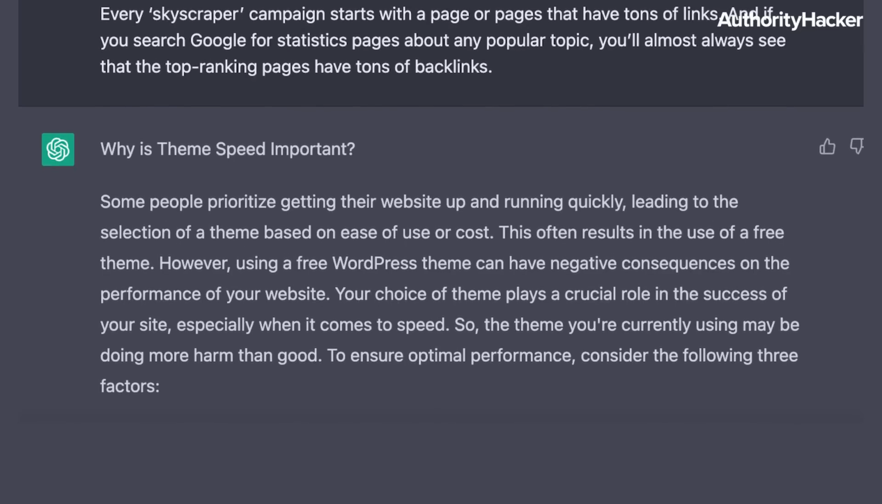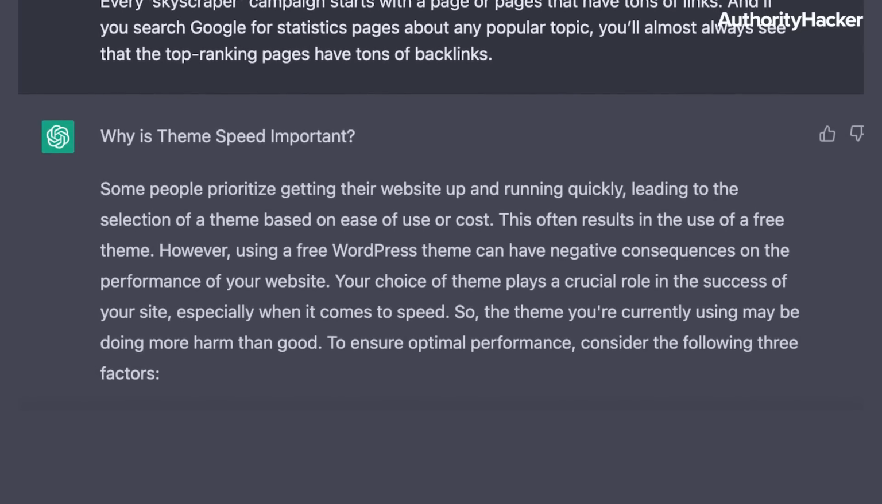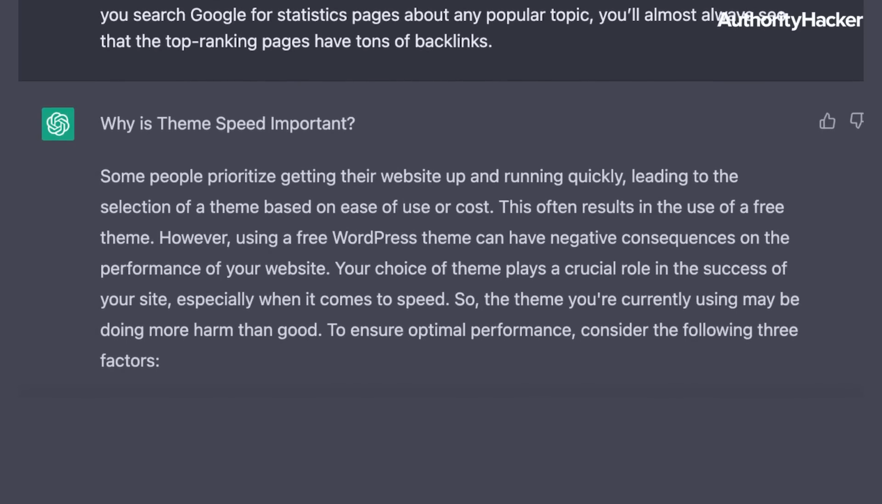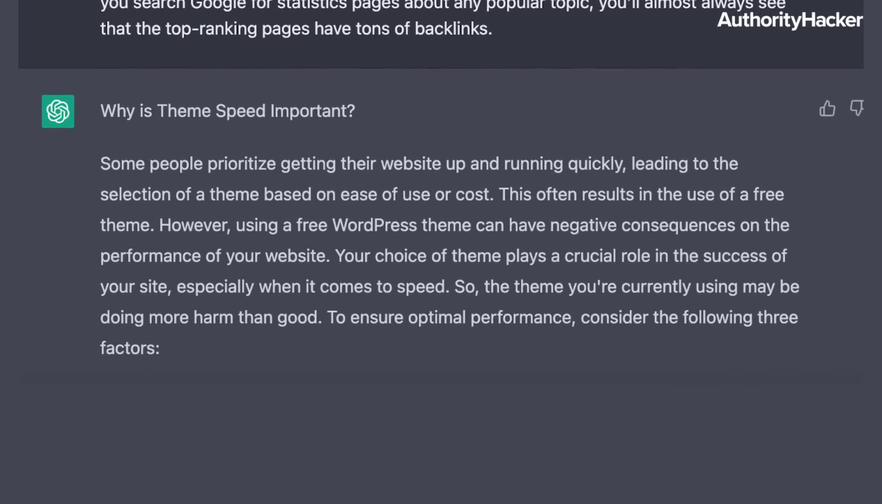And then the updated version was, why is theme speed important? Some people prioritize getting their site up and running quickly, leading to a selection of a theme based on ease of use or cost. This often results in a free theme. However, using a free theme can have negative consequences on the performance of your site.